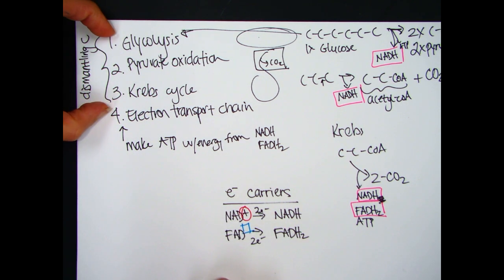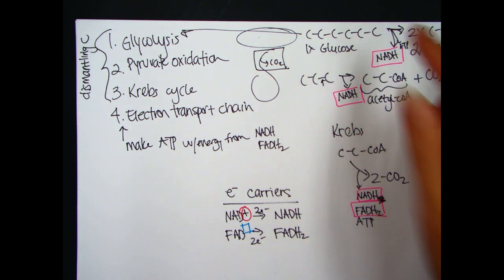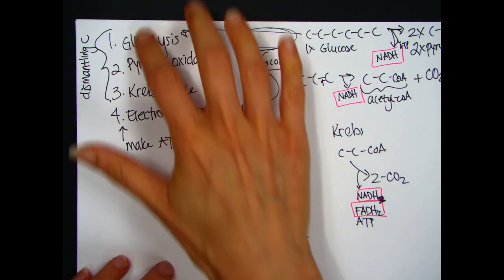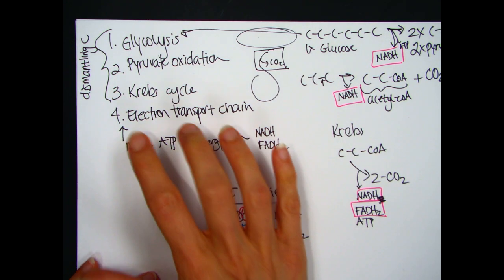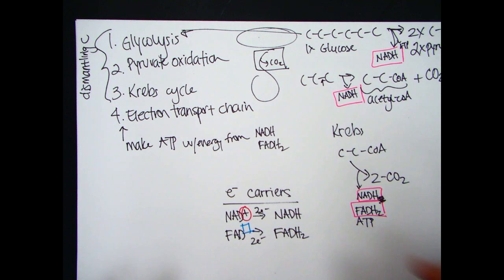So again, first 3, complete oxidation, aka complete dismantling of the glucose into 6 individual CO2s. And that's going to happen in the first 3 steps. And then the 4th step is making ATP using the energy and electrons from the NADH and the FADH2. So I'm going to stop this video and then make you guys another video that has more details.